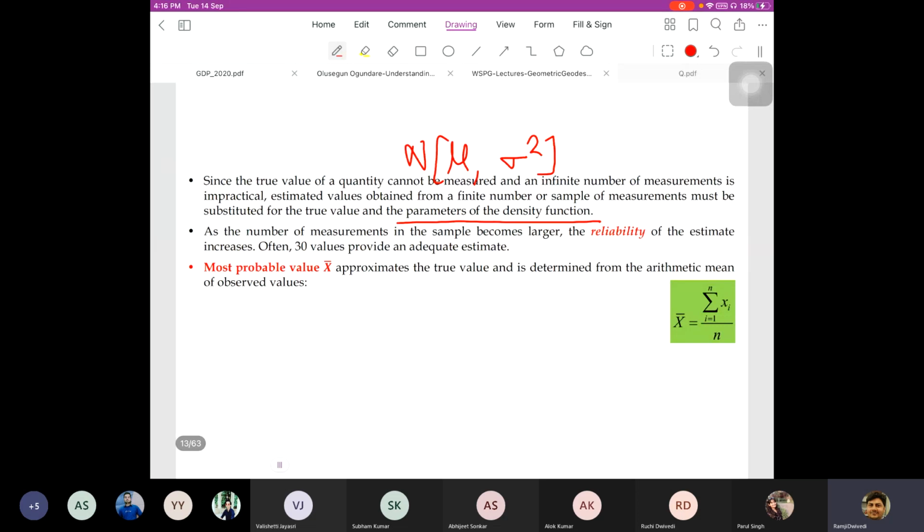Anyways, the second line says, what should be the minimum number of samples? The answer is 30. There is a practical reason why this value of 30 has been arrived at. The reason is very simple: there are two types of distribution in this statistical theory. One we call the normal or Gaussian distribution, and the other we call the T distribution.